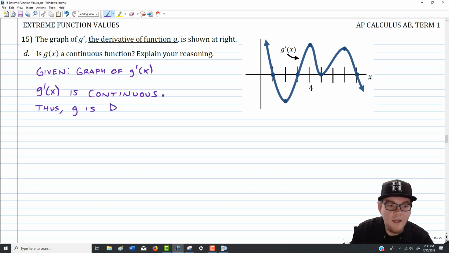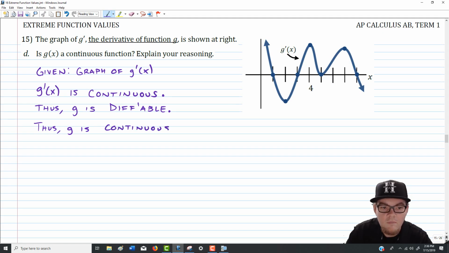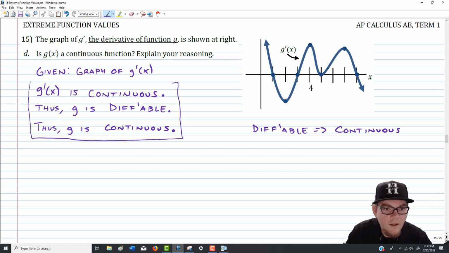g is differentiable, right? I mean, that's just the definition of differentiable that we've mentioned before. If the derivative is a continuous function, then we'd say that the function itself is differentiable. Finally, the last piece that we want to look at is, of course, if g is differentiable, thus g is continuous. Because we've mentioned before, differentiability implies continuity. You can't have a derivative without having the function there. So in other words, with that in mind, we were able to prove it. If you're looking for the explanation and answer, there it is.